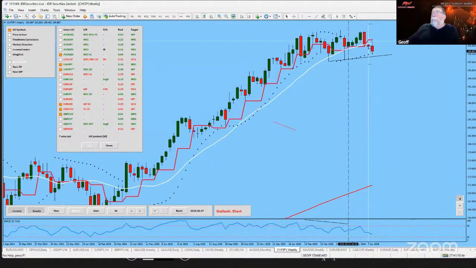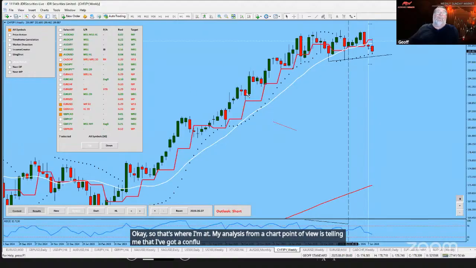So you pair bullish pairs against bearish. Yes, 100%. Okay, so that's where I'm at. My analysis from a chart point of view is telling me that I've got a confluence of Swissy versus the yen because I've compared those to the indexes.